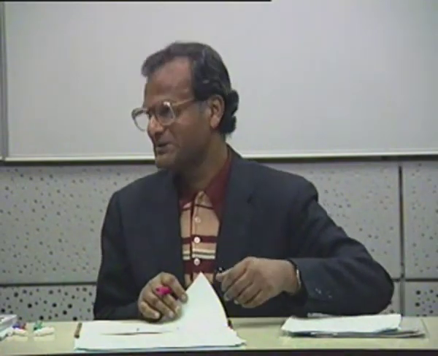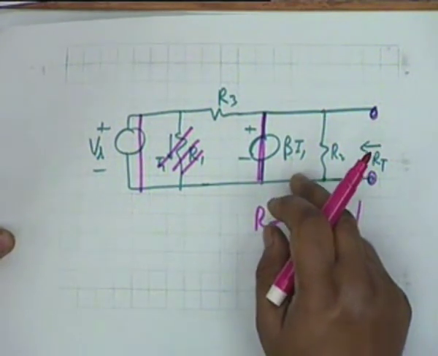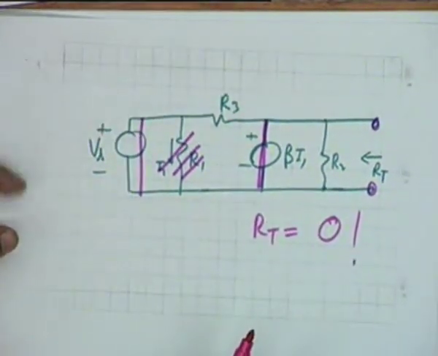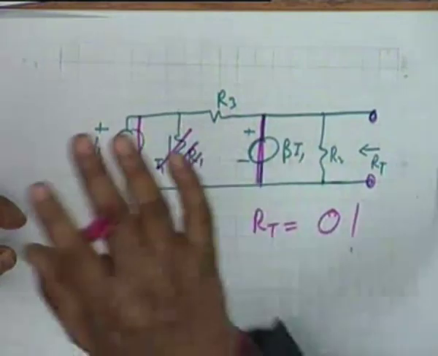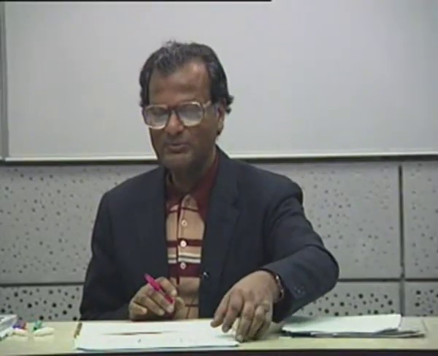All right? Okay, so the problem becomes much more simplified if it is a controlled voltage source, dependent voltage source instead of dependent currents. In this situation, not necessarily in every situation. No, in other situations it may be more complicated.